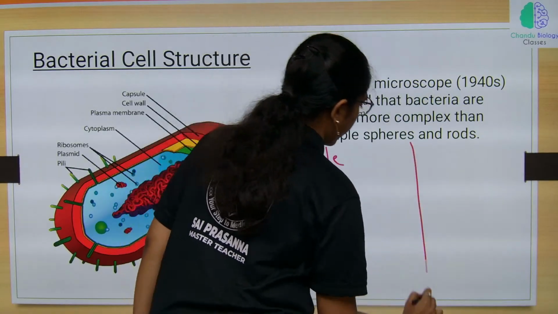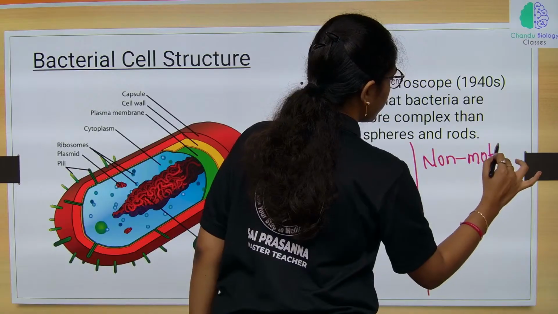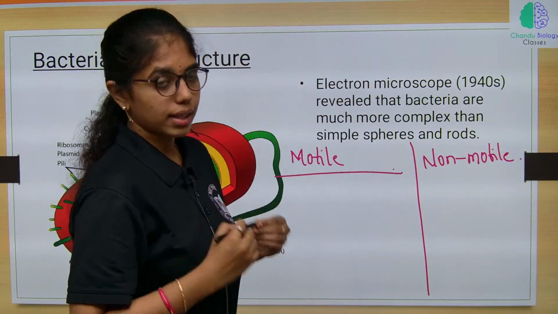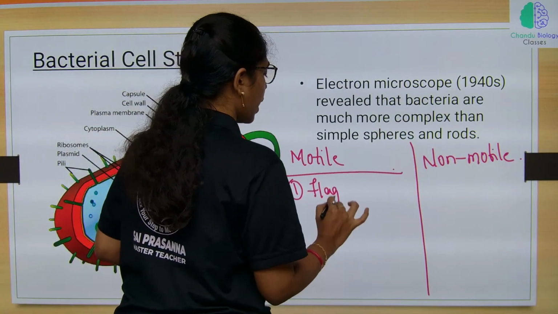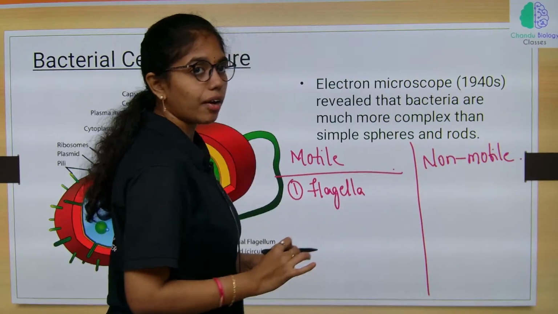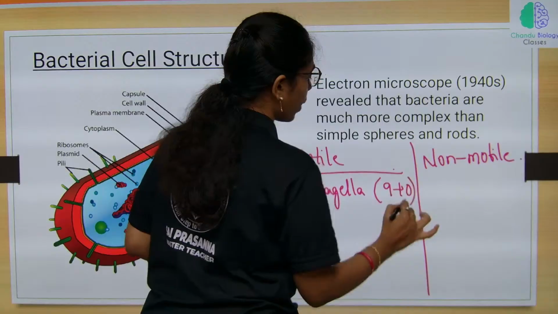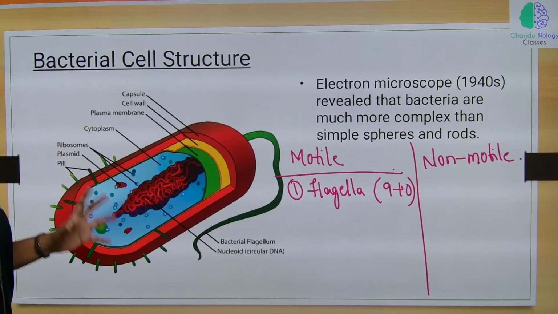Motile and non-motile structures. The only motile structure which is present in the prokaryotic cell is flagella. The only motile structure is flagella. This flagella will have what microtubular arrangement? A 9 plus 0 microtubular arrangement is present in the flagella, which is the motile structure.